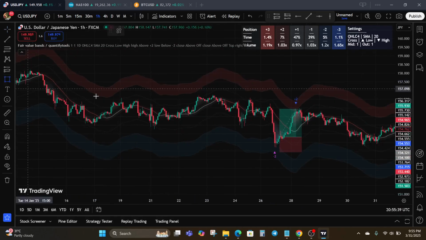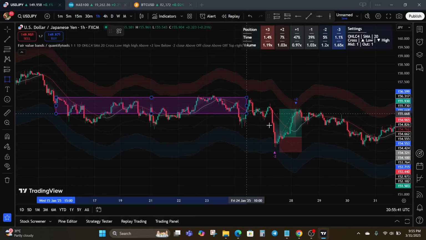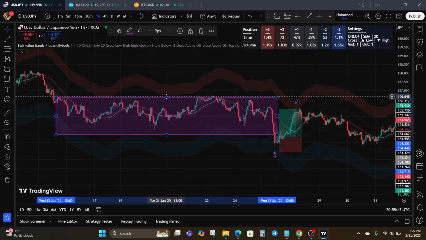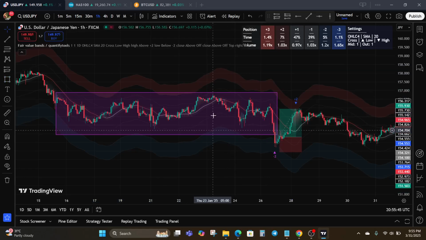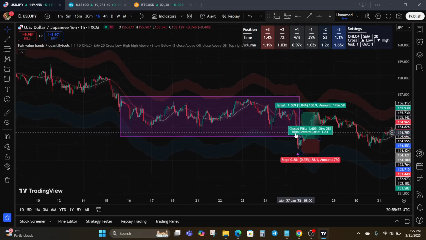Meanwhile, at this point, we had a ranging market. You can see we had a ranging market at this point. So it would have been better to just stay clear, right? To stay off the market because of this ranging condition.